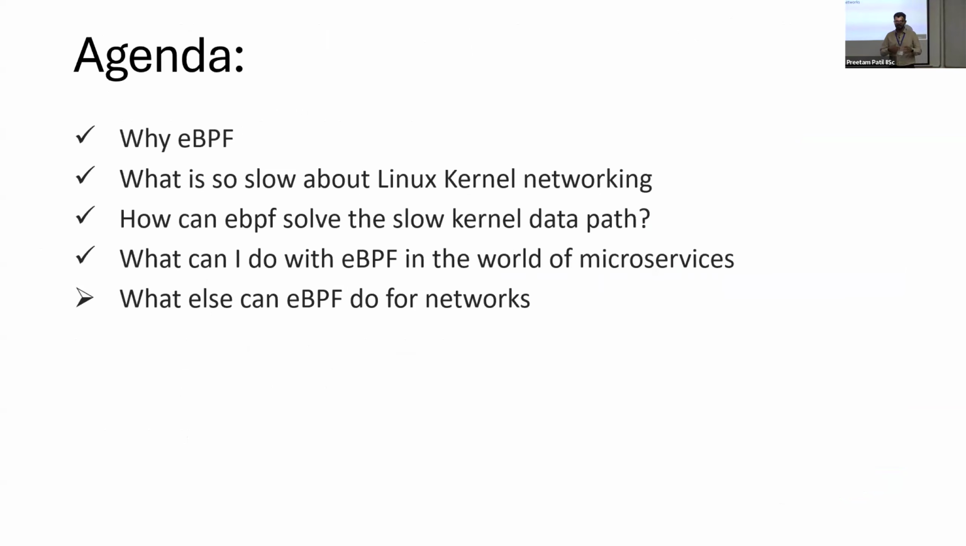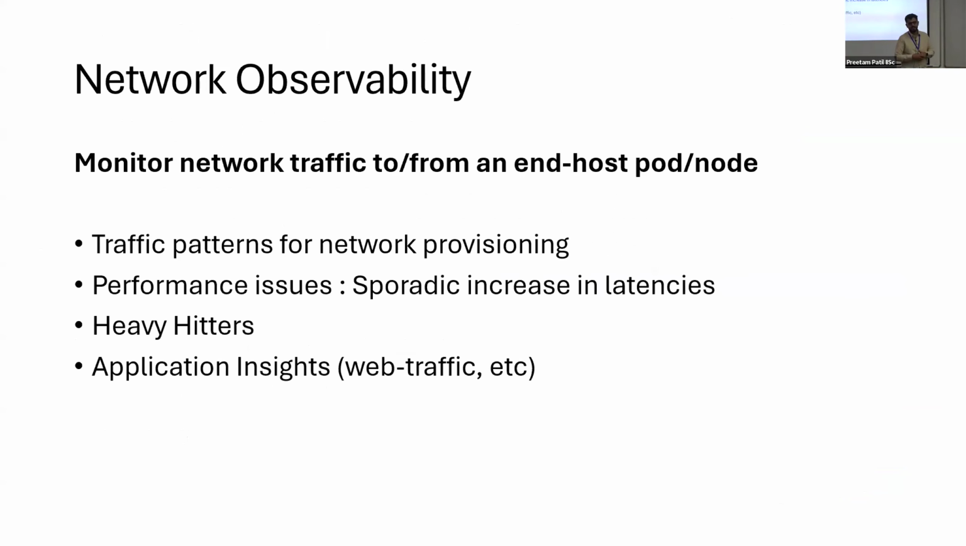So after covering what eBPF can do for networking, I want to cover a little bit about what extra eBPF can provide for networking. When you're doing fast networking, you're processing the packets at a much faster rate. And when you're processing the packets, the thing that you can also do is observe what is happening in the packets. So network observability is a different use case that we have been working on alongside networking, to monitor network traffic from and to end hosts. The reason you would do network observability is to identify sporadic increases in latencies and identify different heavy hitters.